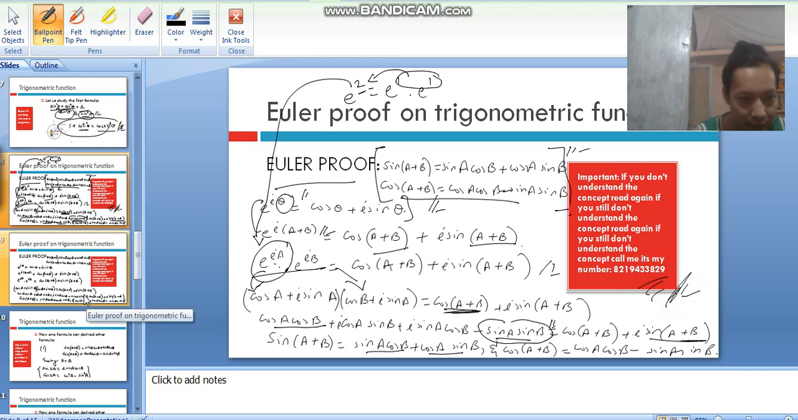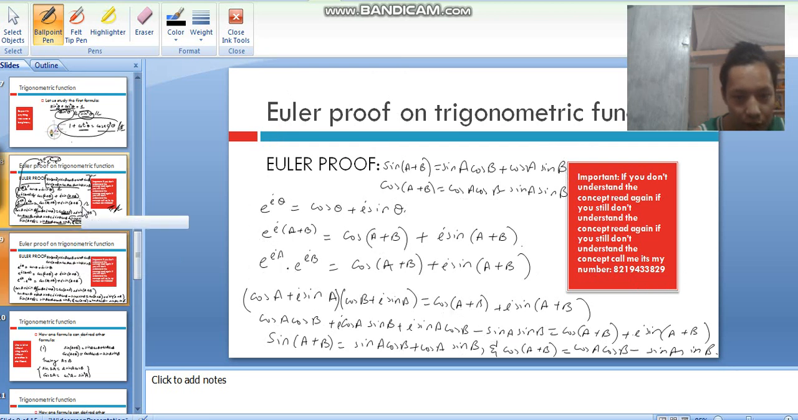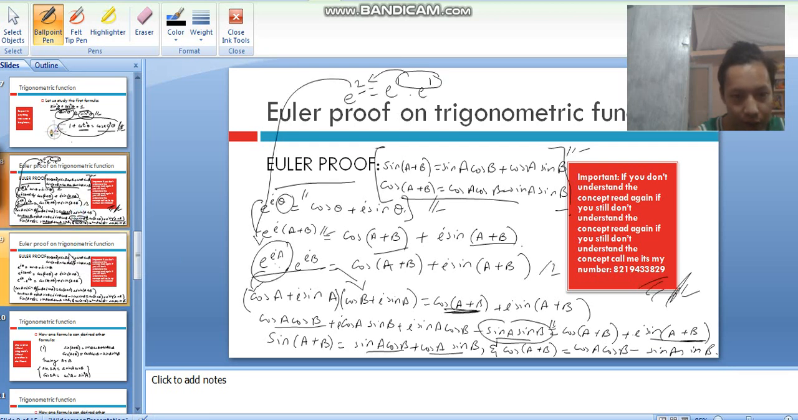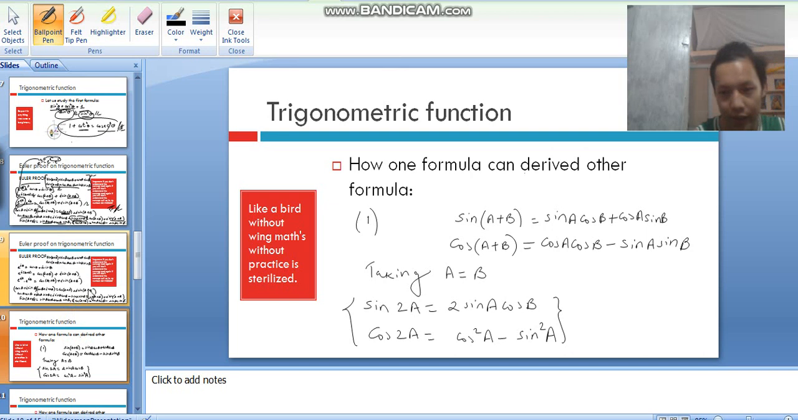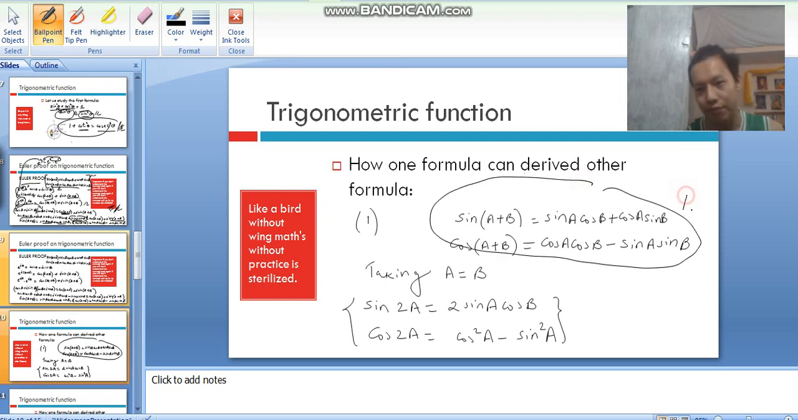Okay, now my next slide here is, okay, now Euler series is done, right? Okay, sorry, I put a double slide. Okay, now next slide here is, with these two formulas, why this formula is important, I will tell you.